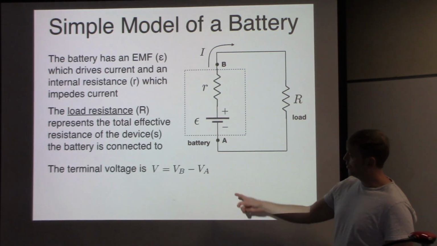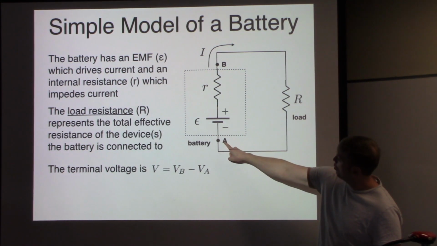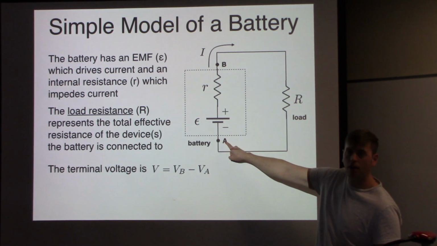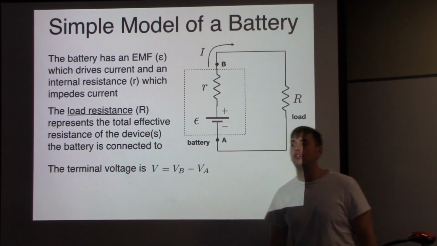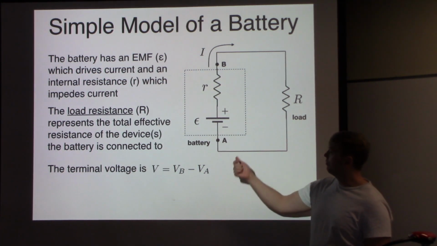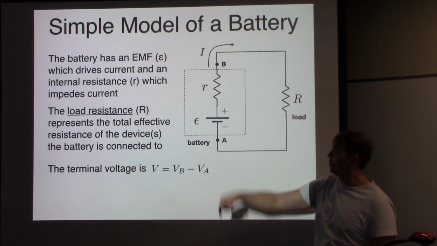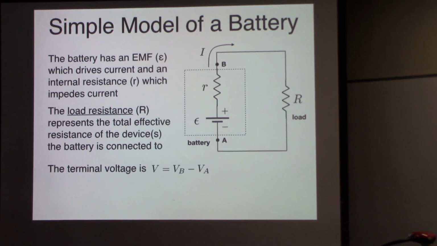So let's take a look at terminal voltage to start off. On my diagram, point A represents where you connect the negative terminal of the battery, and then point B represents where you'd be connecting the positive terminal of the battery. So VB minus VA, that potential difference, is what we call the terminal voltage, because it's across the terminals of the battery. And so how do we calculate this?